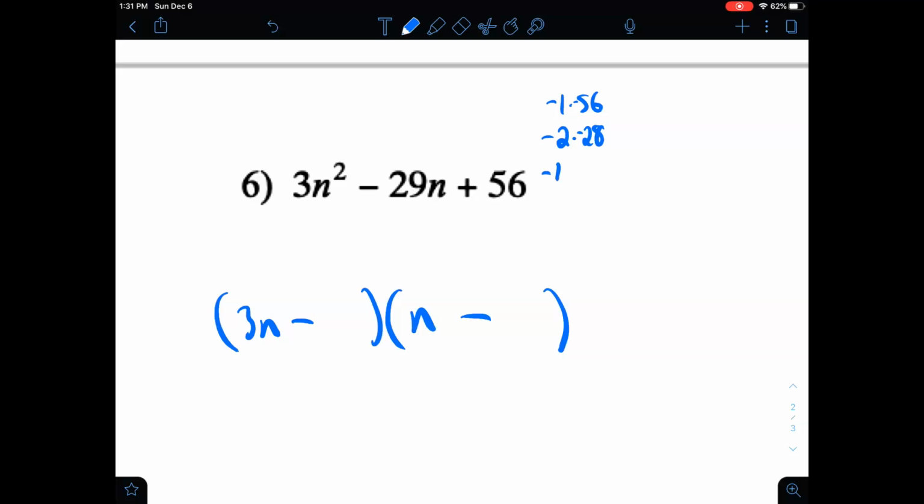So we got 4 and 14. I'm just checking, I'm just going up. I'm dividing 56 by 2, 3, 4 until I get numbers that work. And I'll show you when you can stop. Okay, so we got negative 4 and 14.